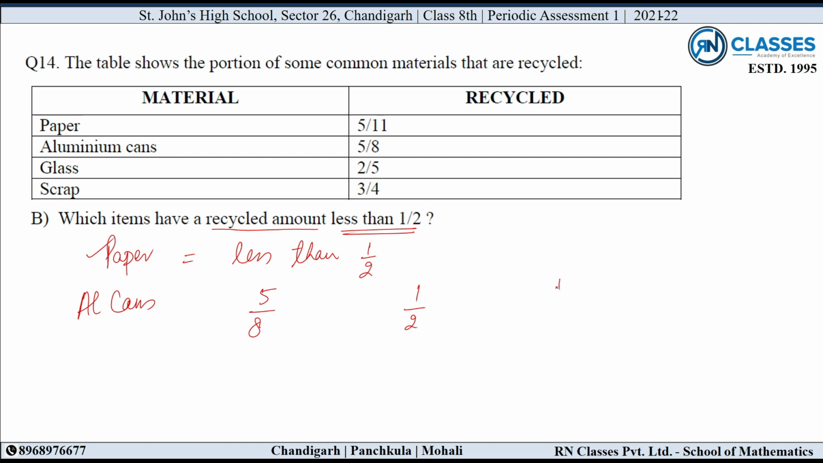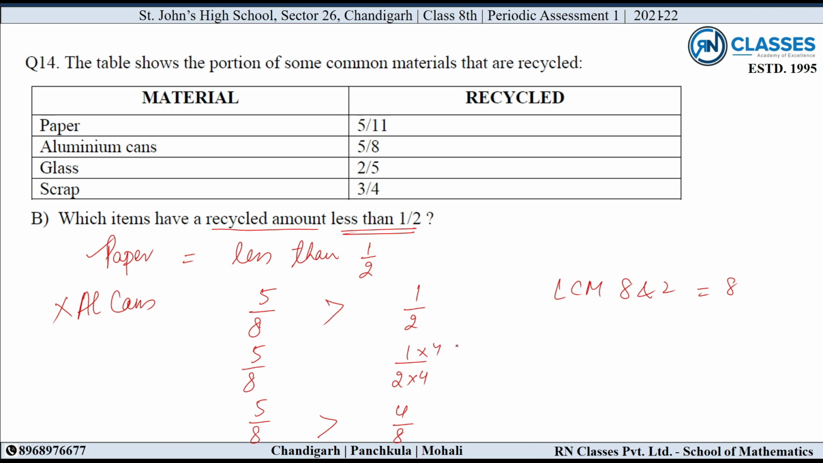LCM. LCM of 8 and 2, everyone can tell it is 8. So 5 by 8 remains the same. 1 by 2. Denominator, you have to make it to 8. Multiply with 4, 4. So 5 by 8 and 4 by 8. Now tell me, 5 by 8 is greater than 4 by 8? Yes. Means 5 by 8 is greater than 1 by 2. So we have to count it less than half. It is greater than half. We cannot take this. This is greater than half, right?